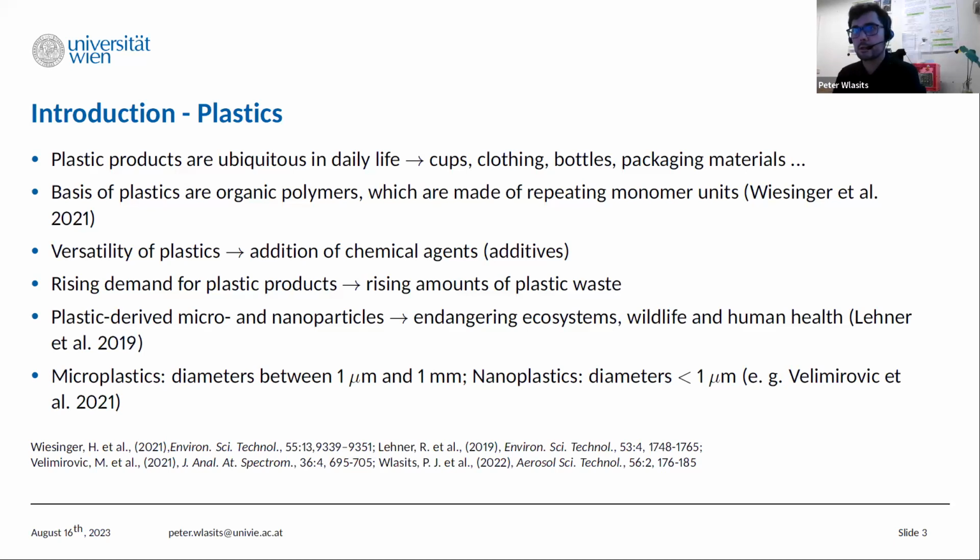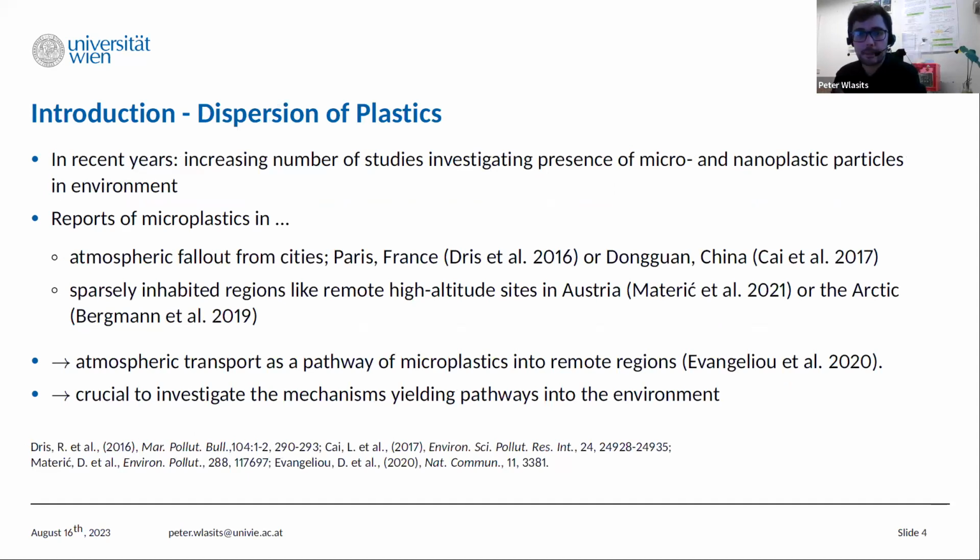It's important in this context to go with some sort of definition. There are a few definitions out there. For this paper, we decided to go with the following definition you can see at the bottom here. Microplastics are plastic-derived particles with diameters between 1 micrometer and 1 millimeter. Everything bigger you would refer to as macroplastics, and everything with smaller diameters than 1 micrometer you would refer to as nanoplastics.